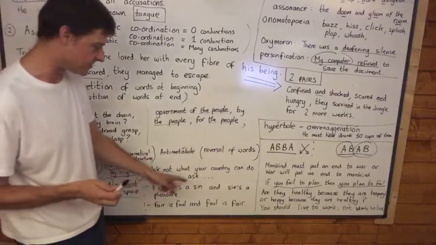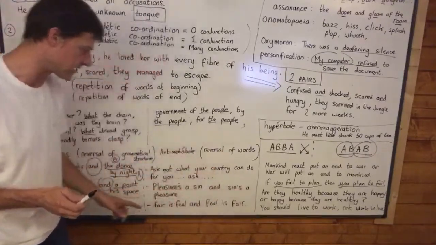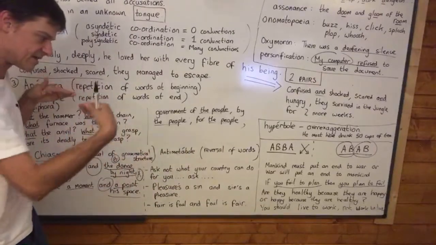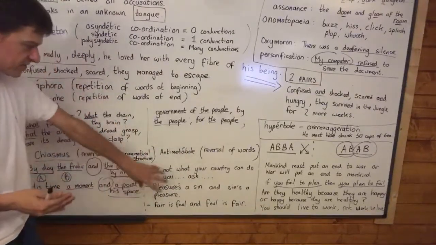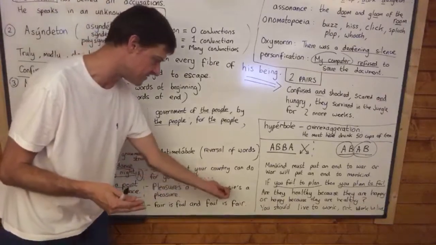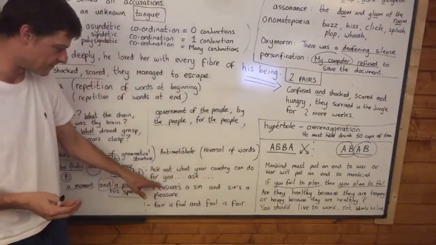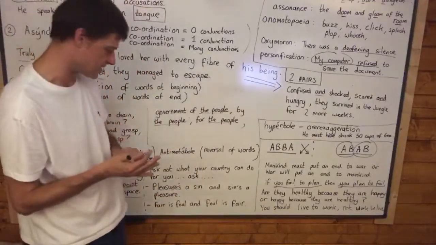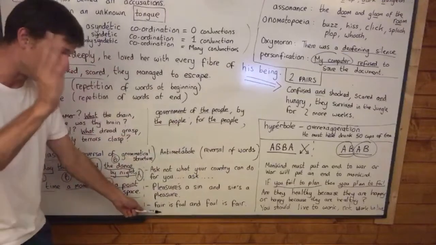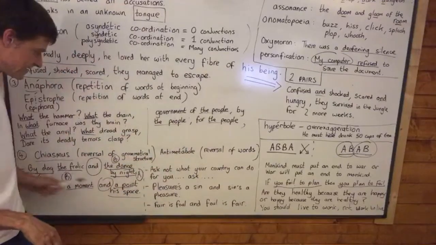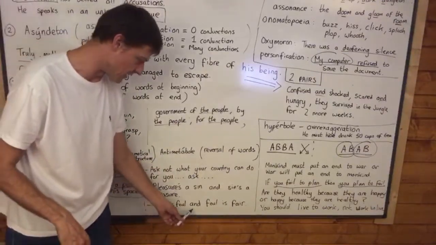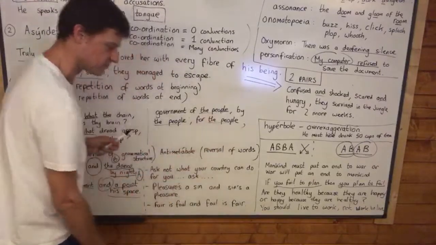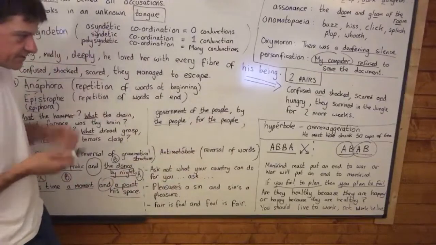The same with "pleasure's a sin and sin's a pleasure." The grammatical structure is actually repeated. It's not inverted, it's not reversed, but the words are reversed. So we've got A, B, B, A, but only in terms of the words, not the grammatical structure now. Here we've got both. It's both an antimetabole and a chiasmus. "Fair is foul and foul is fair," because it's perfectly symmetrical in terms of grammatical structure and the vocabulary.